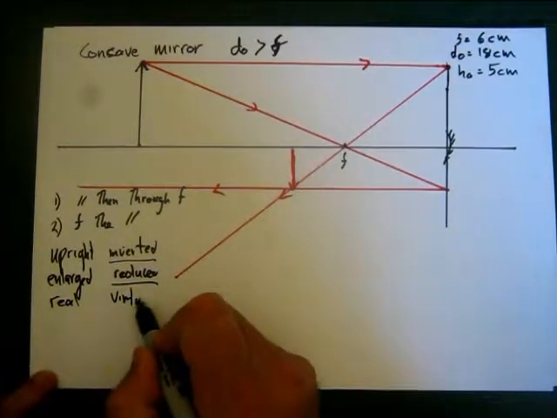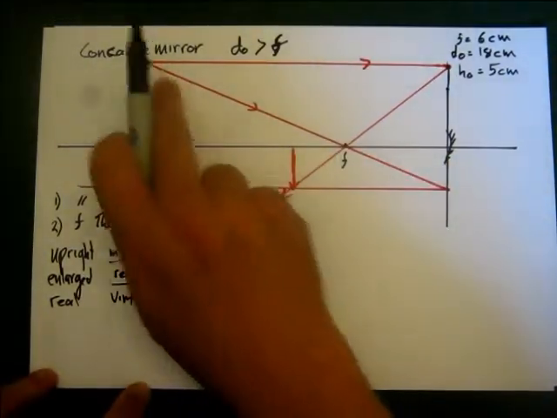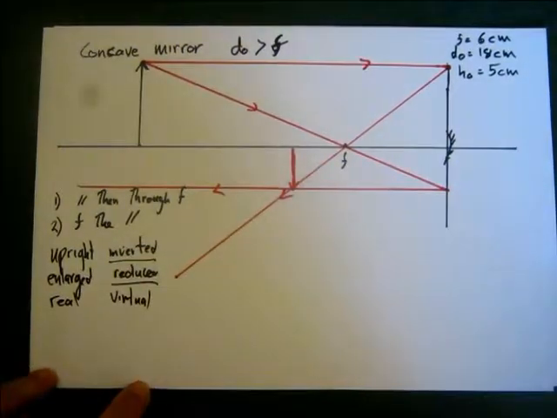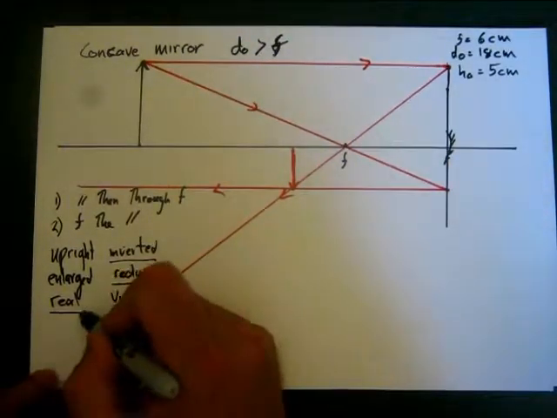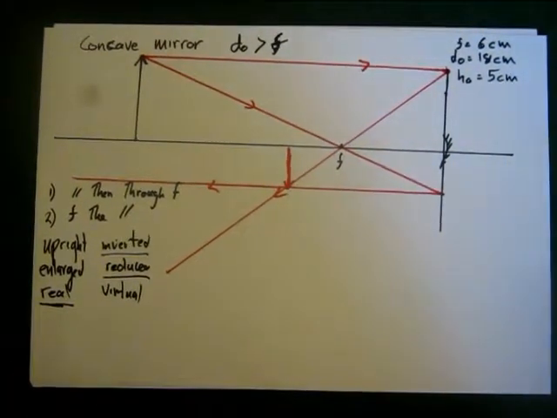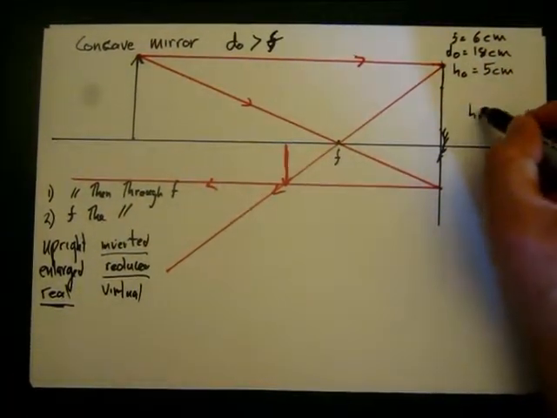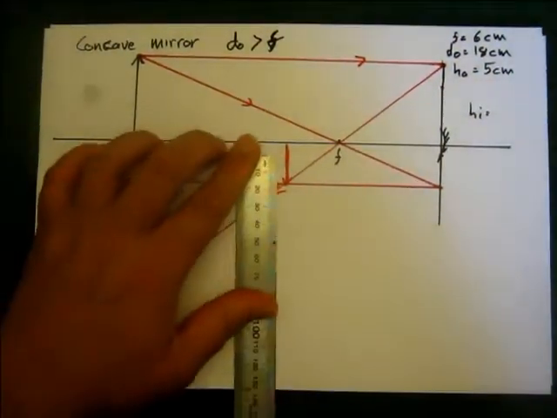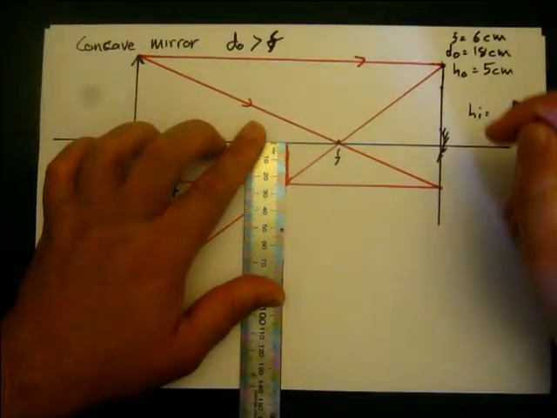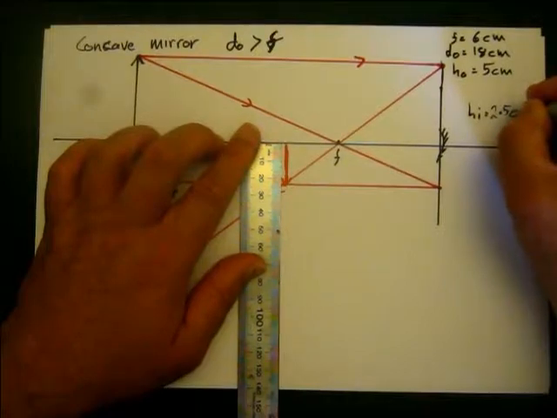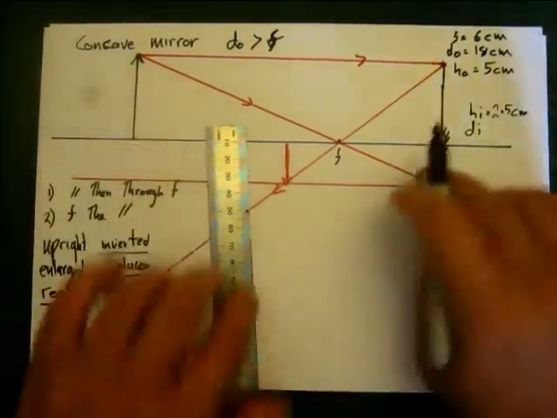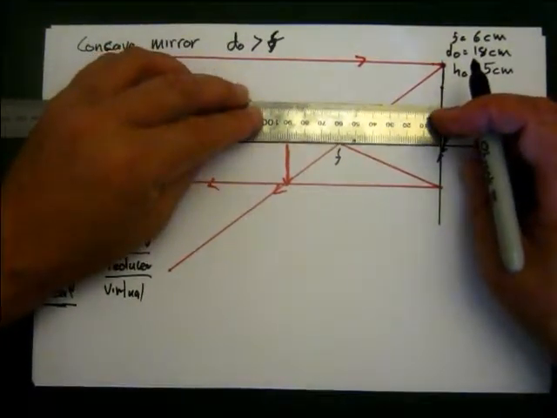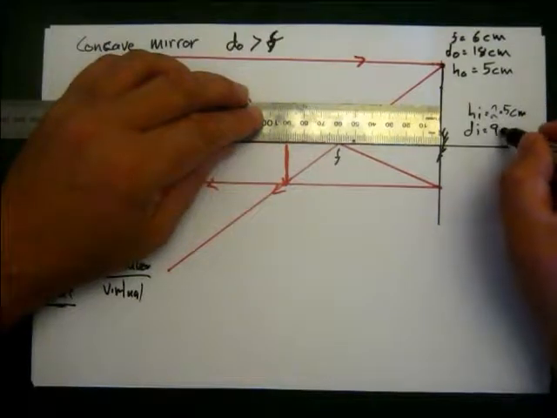If I put a piece of paper there, can I shine it on the piece of paper? And the answer is, well, these lines are solid. Remember, this is the quick and dirty way. If we just use solid lines, that's going to be real. And then if we want to, we can measure height of image. We can physically measure this because I've set up a scale. This says it's 2.5 centimetres. And distance of image, we can measure from the mirror to the image, it says it's about 9 centimetres.